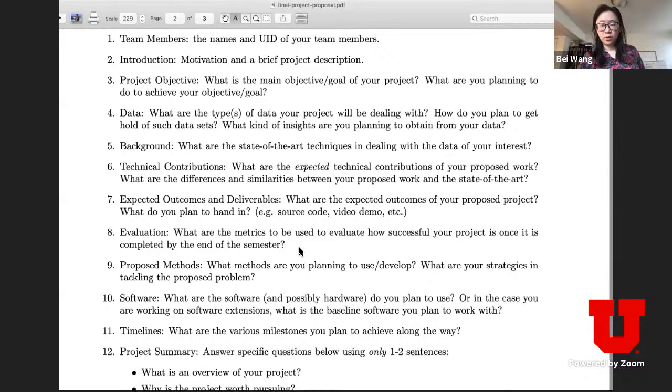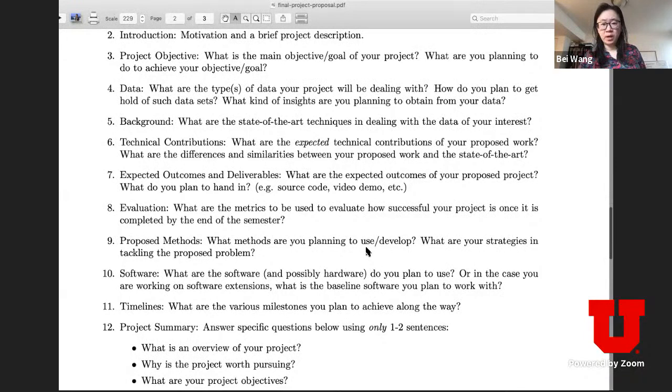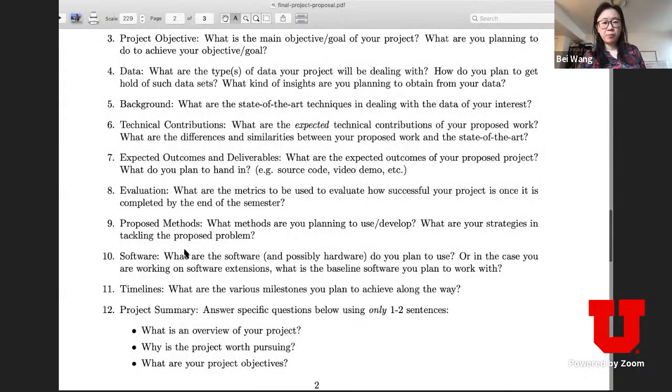Methods: what methods do you propose to develop? What are your strategies? Software: what software, or possibly hardware, do you plan to use? In the case you're working on a software extension, what is the baseline software you plan to work with? For example, if you say, okay, I want to build my project on top of, say, Mapper Interactive or Kepler Mapper or Ripser, those are the things you want to mention.